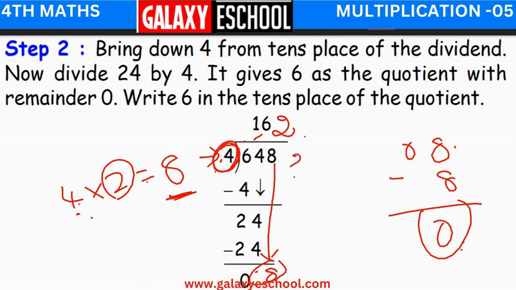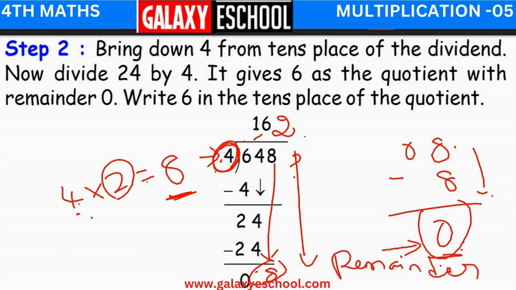Now after this, do we have any digits in the dividend to bring down? No. We are left with 0 only. Now 0 becomes our remainder. It is the remaining number. 0 is remaining, so 0 becomes our remainder. Now what is our quotient?